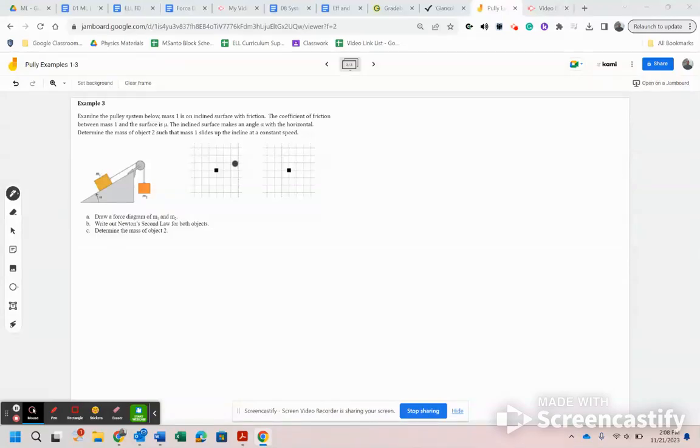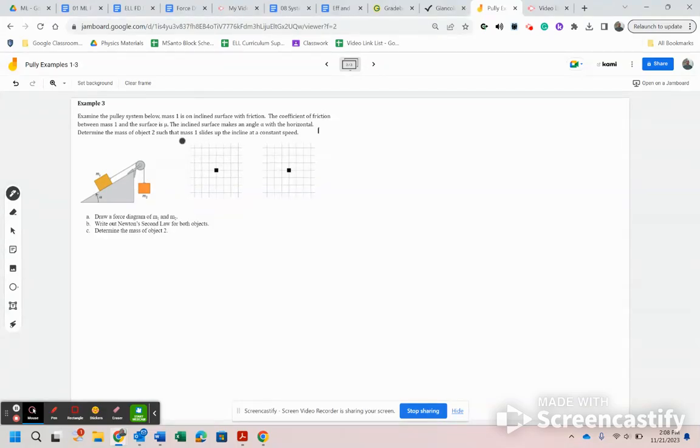Okay, so we have a pulley system here on an inclined plane, and mass one is sliding up at a constant speed, and there is friction between mass one and the incline. So what we're going to do here is look at the force diagrams of object one and object two, and we are going to determine the mass of object two.